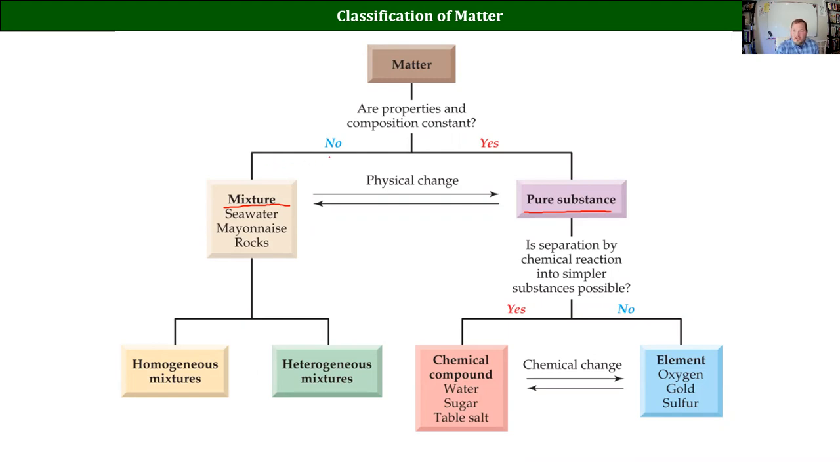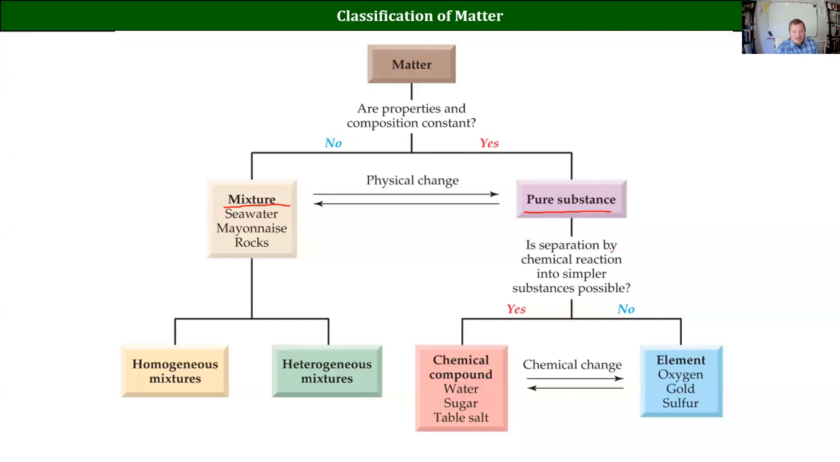If the properties can vary, for instance, salinity, seawater would be a good case, different places are going to have different salinity levels in the seawater. That's a good indicator that it's a mixture. Mayonnaise, milk actually, is a mixture of various things. Anything where it's going to have more than one ingredient on your nutrition label is going to be a mixture. Most rocks are also mixtures, especially the kind of rocks we have around here. Granite, you can look at granite, you can actually see that you've got different sort of grains, right? Different materials that are mixed together to make these rocks.